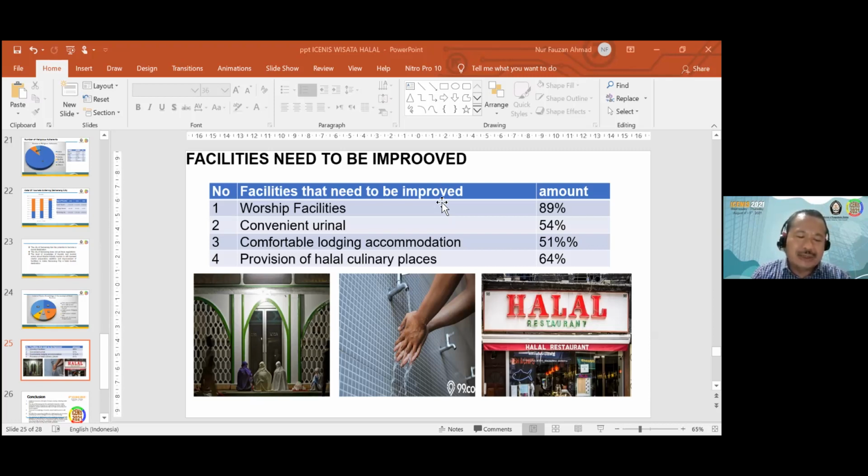In general, they want to improve facilities, especially the availability of educated worship facilities, in a strategic, comfortable, spacious place, with guaranteed safety and cleanliness. You can see the table.